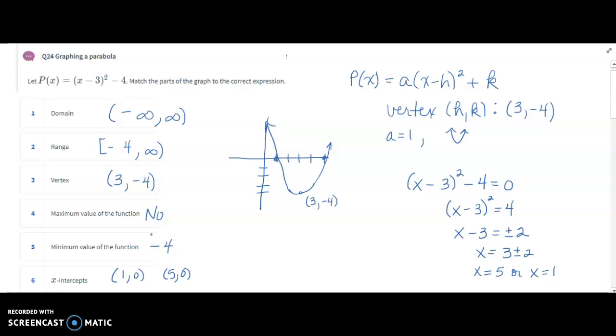If we wanted to find the y-intercept, we could plug in 0. We weren't asked to do this, but 0 in place of x would give us negative 3 squared, or 9, minus 4, which is 5, and so the y-intercept would be (0, 5).